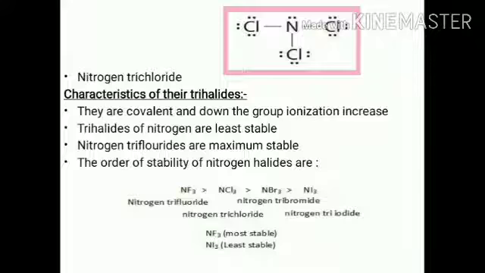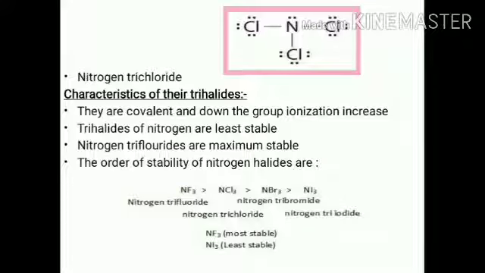What are the characteristics, what are the properties of the halides? We have two types of halides, trihalides and pentahalides. First we have to see the properties of the trihalides. You have to understand the acidic property, basic property, and reducing property. They are covalent, and down the group ionization increases.